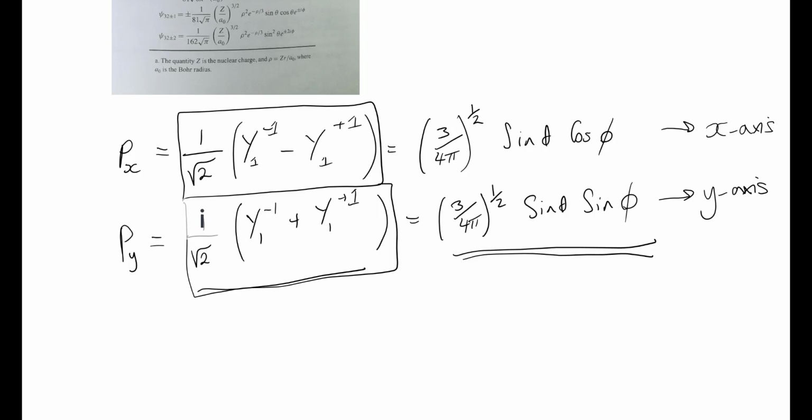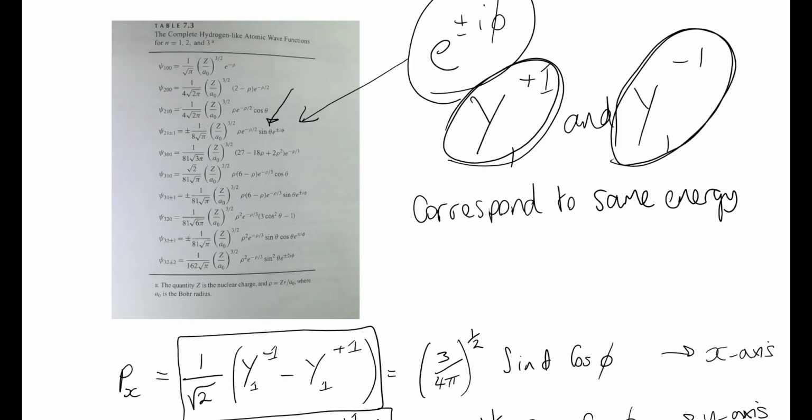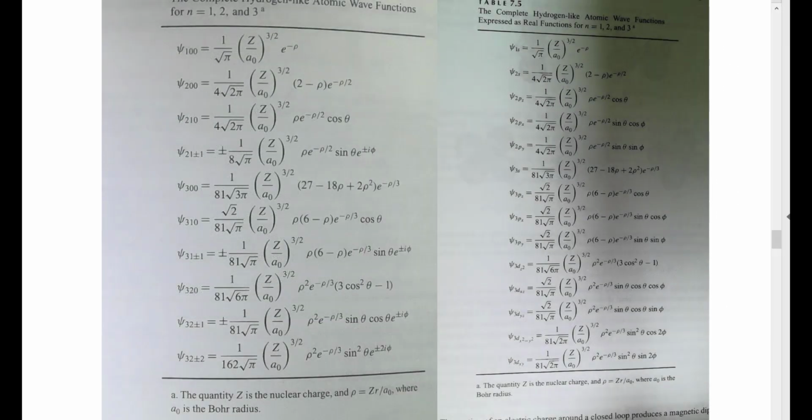And so let's take a look at these real functions in table 7.5 and see how they're different from the functions shown above in table 7.3. Let's have a look. If we compare and contrast these two tables, it's interesting to look at the psi 100 function and the psi 1s function. Because they're spherically symmetrical, they're identical. In fact, if we look at all of the top three functions, they're completely the same as the functions in table 7.5. Where of course there's a difference is where we have these functions with an imaginary component.